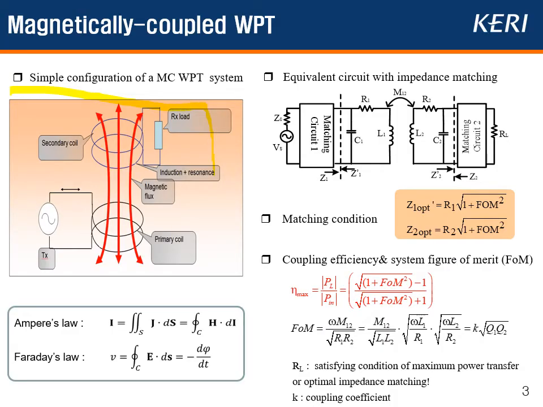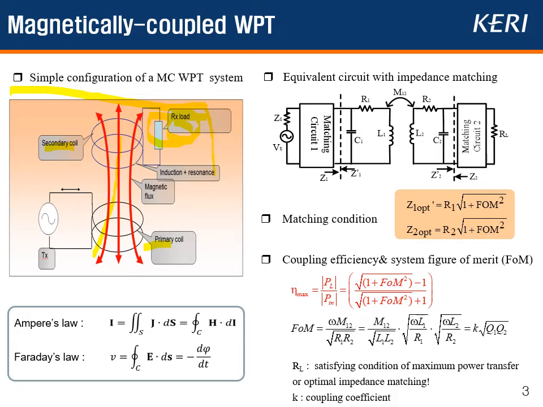This picture shows a simple configuration of a magnetic coupled wireless power transfer system. As you know, when time-varying current flows in the primary coil, a time-varying magnetic field will be generated. When the secondary coil here is placed in the magnetic field which is generated by the primary coil, voltage is induced at the secondary coil.